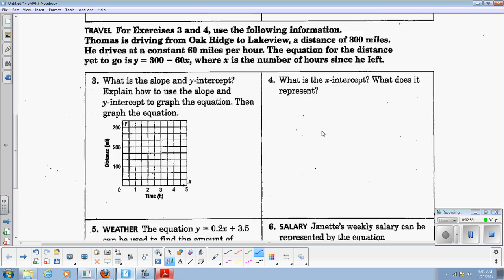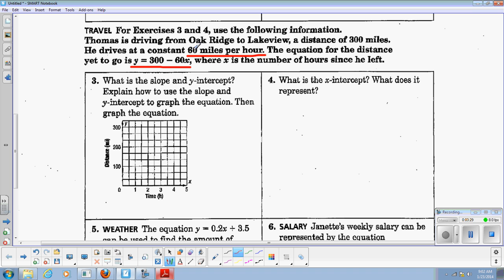Questions 3 and 4. Travel question. For exercises 3 and 4, use the following information. Thomas is driving from Oak Ridge to Lakeview, a distance of 300 miles. He drives at a constant 60 miles per hour. Okay, again, here's your phrasing. Miles per hour should tell you something about whether that is my slope or my intercept. The equation for the distance yet to go is y equals 300 minus 60x.